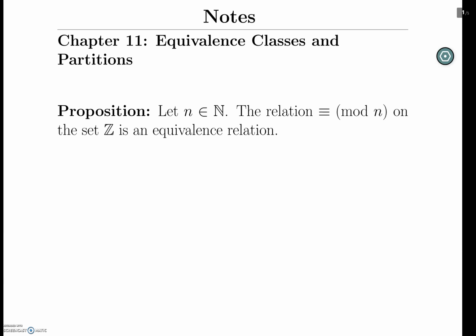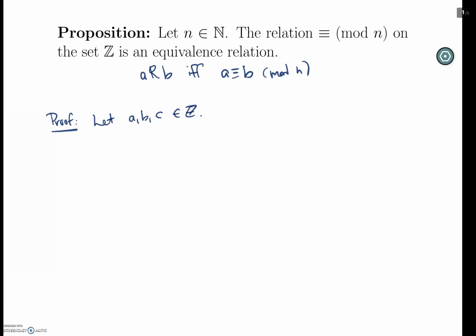This is a really useful fact, particularly as there are a lot of things that come up in abstract algebra that use this. So we're going to look at first proving that this relation is an equivalence relation. So note that a will be related to b if and only if a is congruent to b mod n. So let's begin our proof. And we'll go ahead and let a, b, and c be integers. And now we're going to prove each of the properties, starting with reflexive.